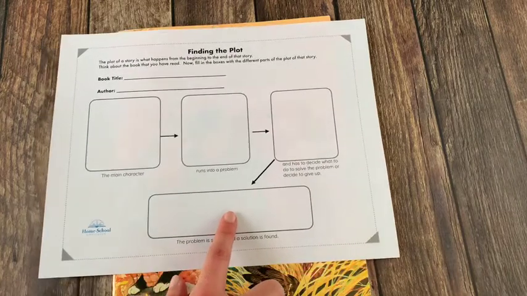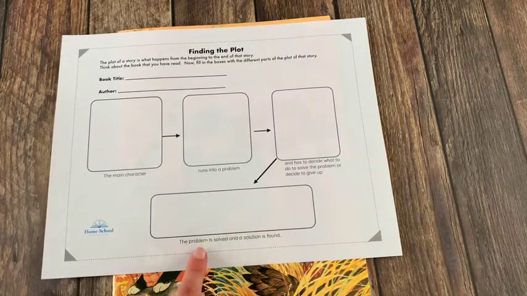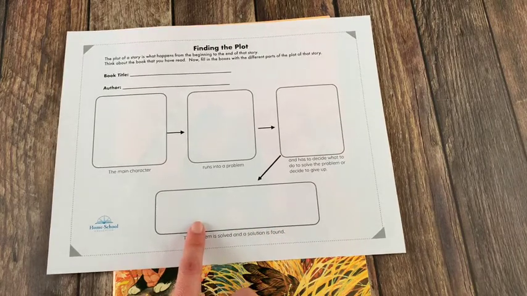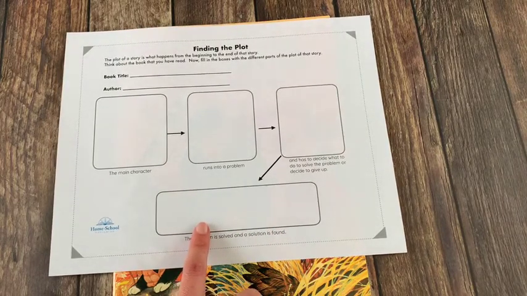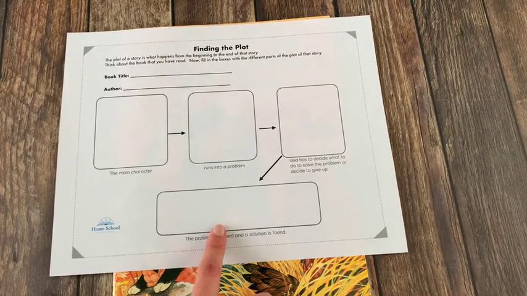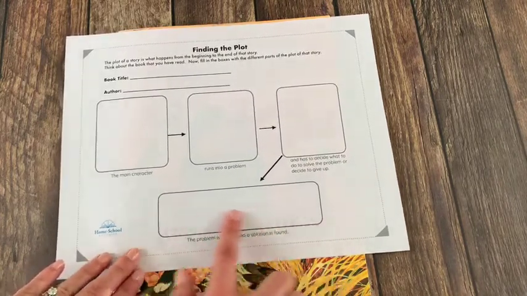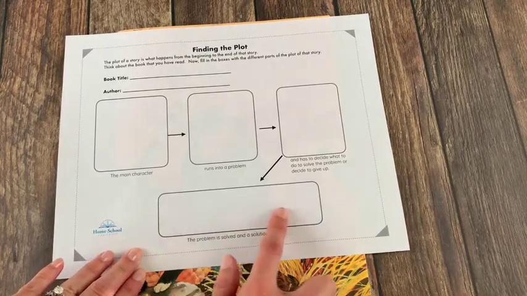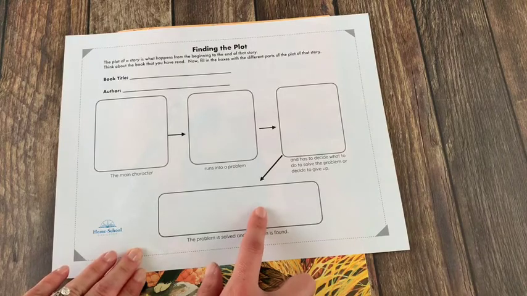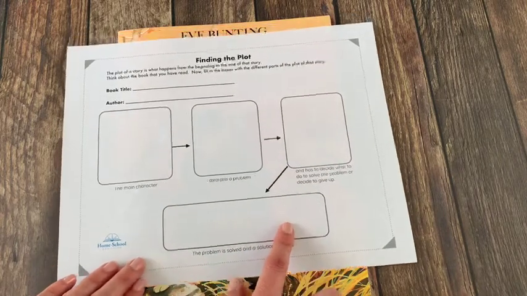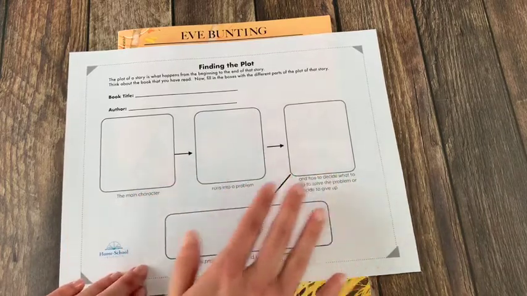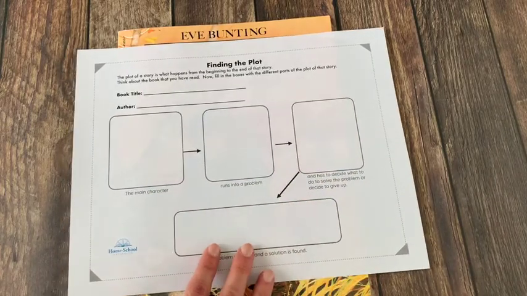At the very bottom, we have to write the problem is solved and a solution is found. How does the story end? What is the solution to the story or the resolution of that story? So in this box, we're saying this is the way the story ends. Usually the problem is solved one way or another by the end of the story. So take a few minutes and fill out this graphic organizer for finding the plot.